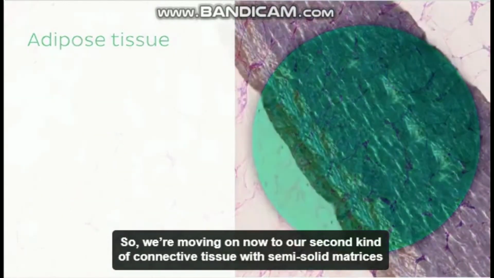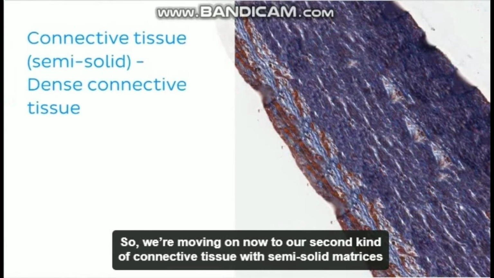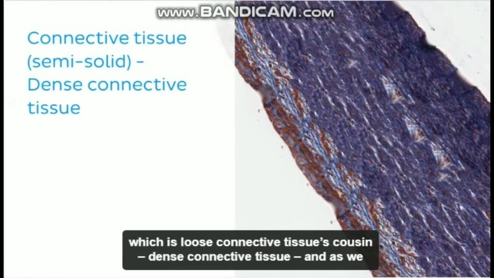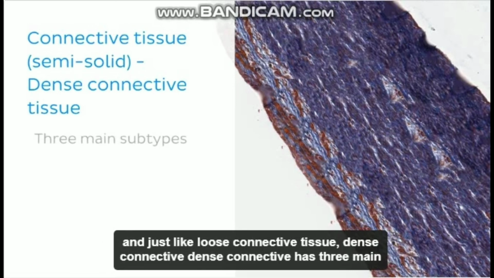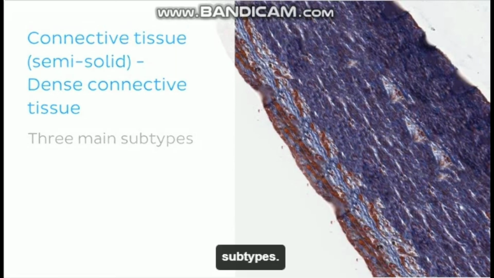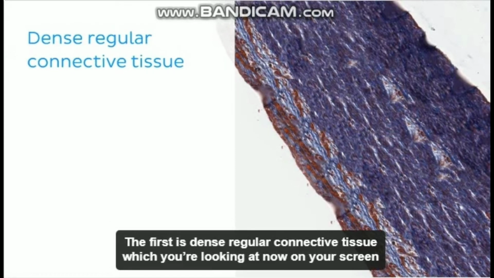So we're moving on now to our second kind of connective tissue with semi-solid matrices, which is loose connective tissue's cousin, dense connective tissue. And as we can tell from the name, dense connective tissue is more dense than loose connective tissue. And just like loose connective tissue, dense connective tissue has three main subtypes. The first is dense regular connective tissue, which you're looking at now on your screen.